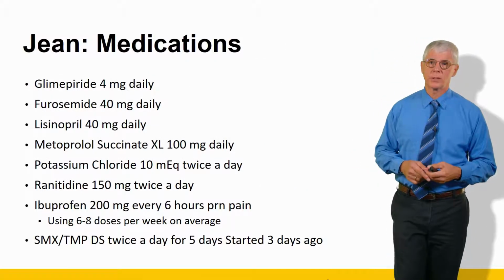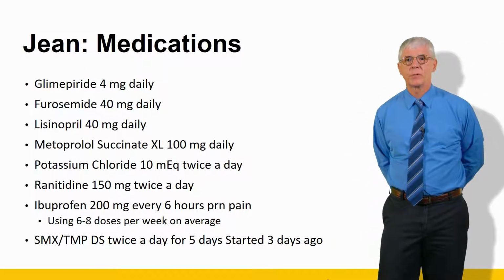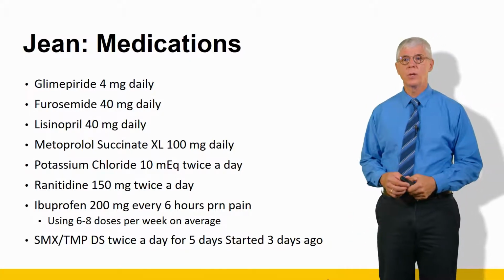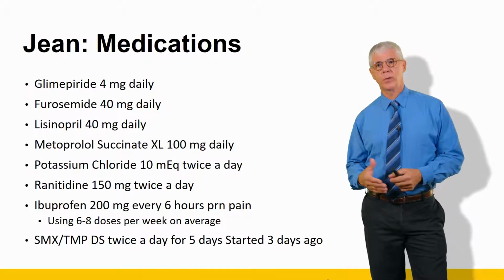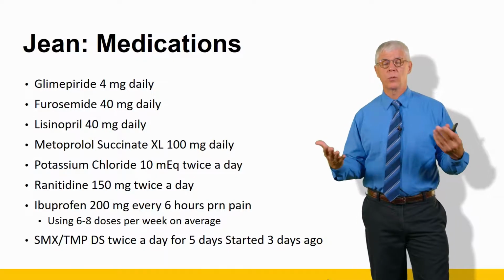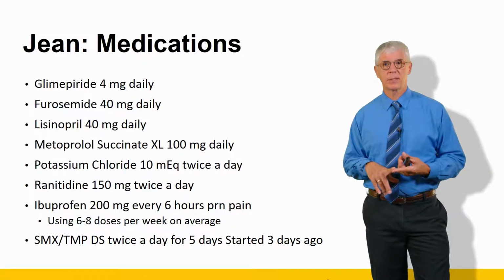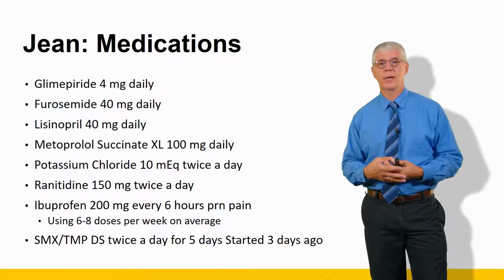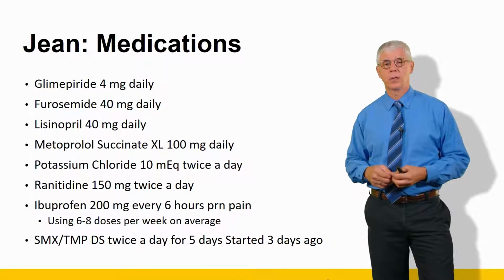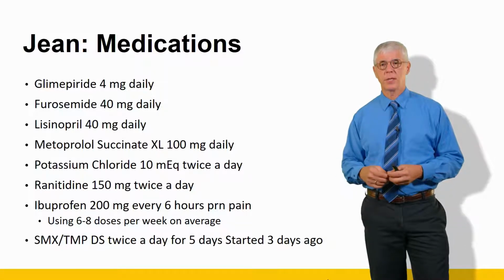Here's her medication list. Finally, it's a little bit longer than Jim's. She's on glimepiride for her type 2 diabetes. She's on furosemide, which is a loop diuretic for her heart failure. Lisinopril for heart failure, ACE inhibitor, metoprolol, a beta blocker for her heart failure. So as we know, when we have heart failure, we're going to be on at least 4 or 5 medications. She's on potassium, which is going to hopefully counteract the potassium wasting of the furosemide. She's on ranitidine, an H2RA blocker for her GERD. She takes that twice a day, of note.